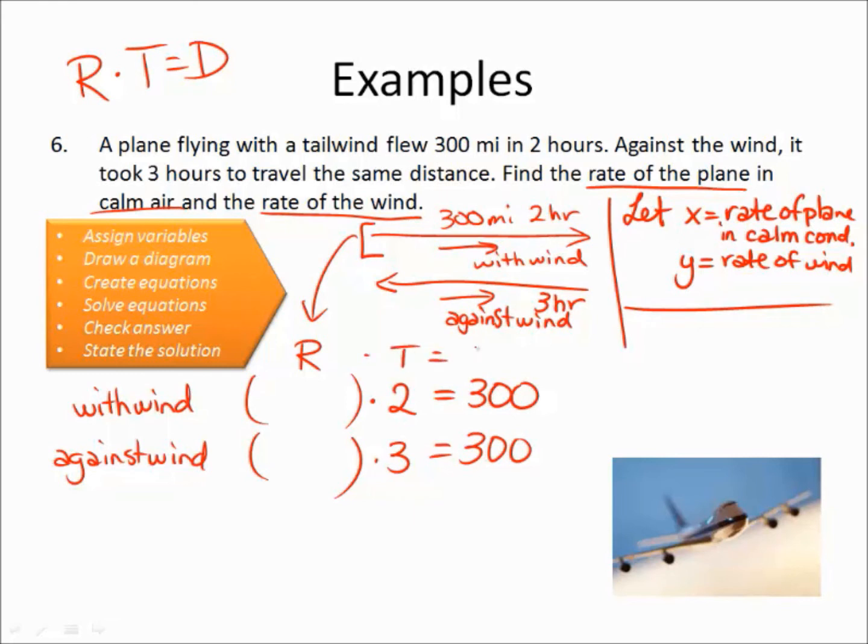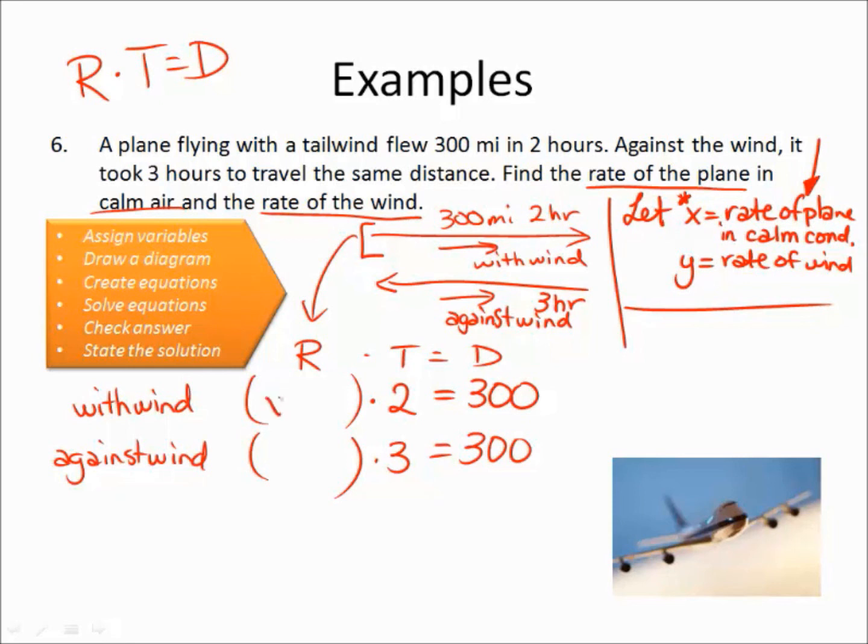So now we need to talk about how to find the rate going with the wind and how to find the rate going against the wind. We know that x is the rate of the plane in calm conditions and y is the rate of the wind. Recall from the past, when you figure out a rate with a force and against a force, you want to always start with the predominant rate, the predominant speed, which is the rate of the plane. The plane should be faster than the rate of the wind, otherwise the plane shouldn't be in the air.